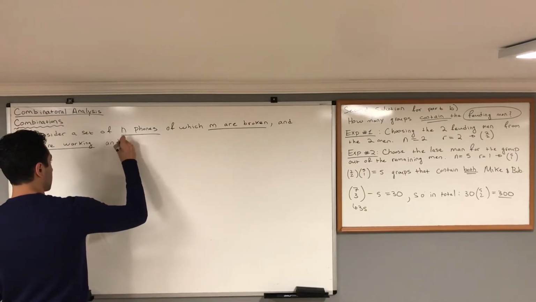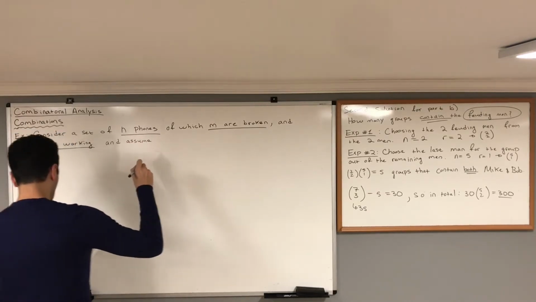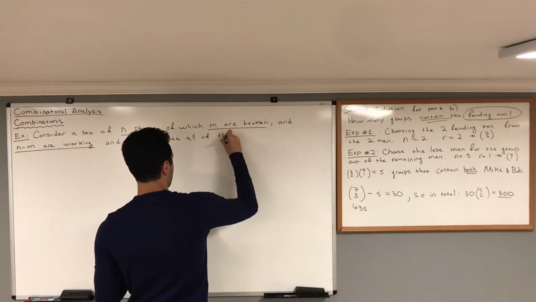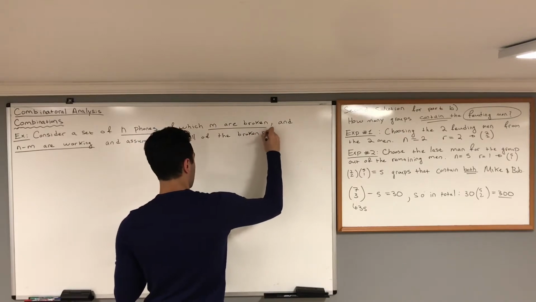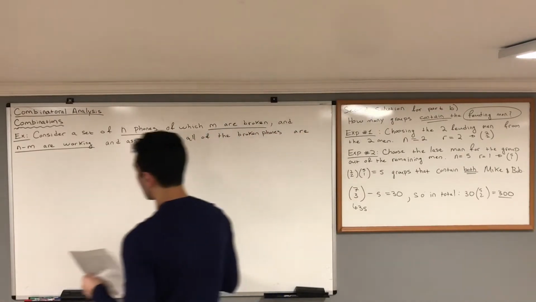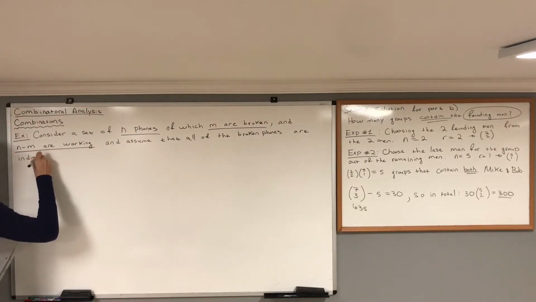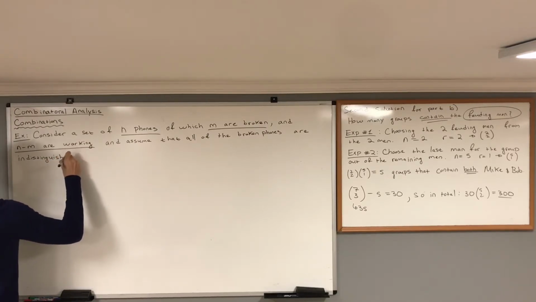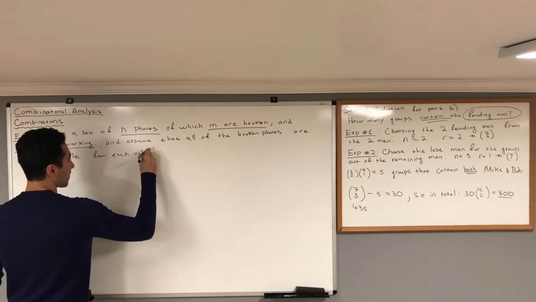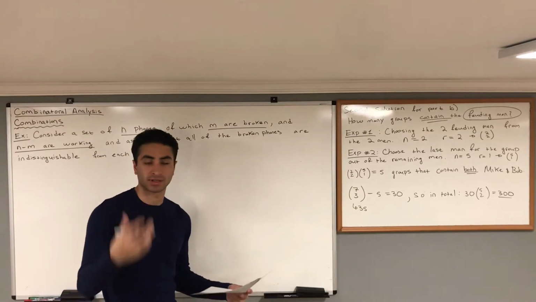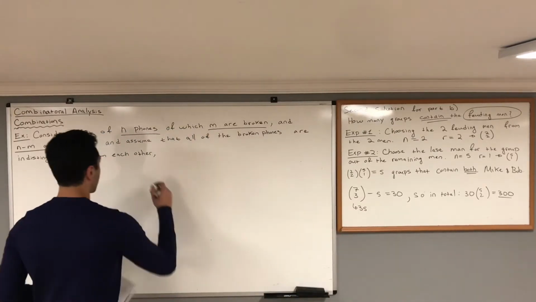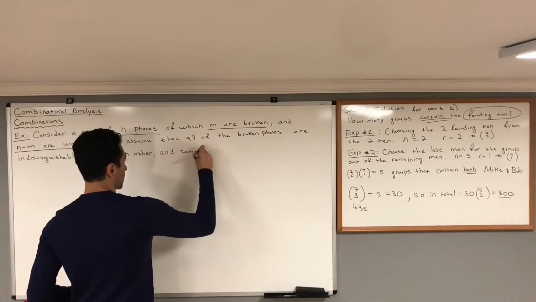And assume that all of the broken phones are indistinguishable from each other. And same for the working phones. So the working phones are indistinguishable, meaning I cannot tell apart one working phone and the other working phone. I cannot tell apart one broken phone and another broken phone. And same for working phones.